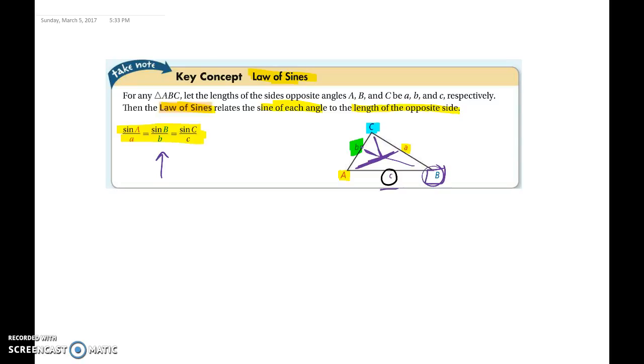All right, now after this, I'm going to show you why it works, and then in the second video, we're just going to do some examples. All right, now let's go ahead and do a quick little algebraic proof for this. So let's just draw the same triangle that we just had.